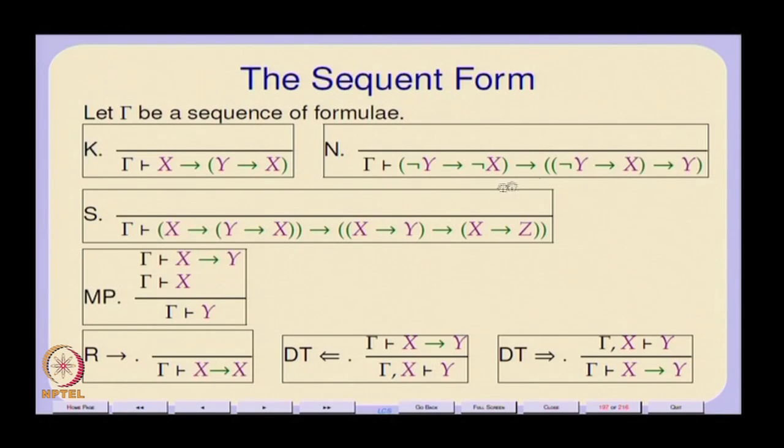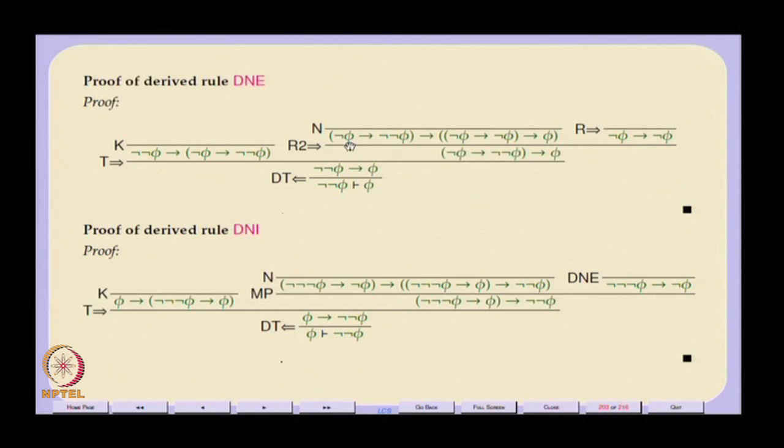Essentially I am substituting phi for y and not phi for x. Let's go back to that. Phi for y, so I get not phi here, and not phi for x, so I get not phi here, and this is y and this is not x arrow x. Phi for y. Okay.